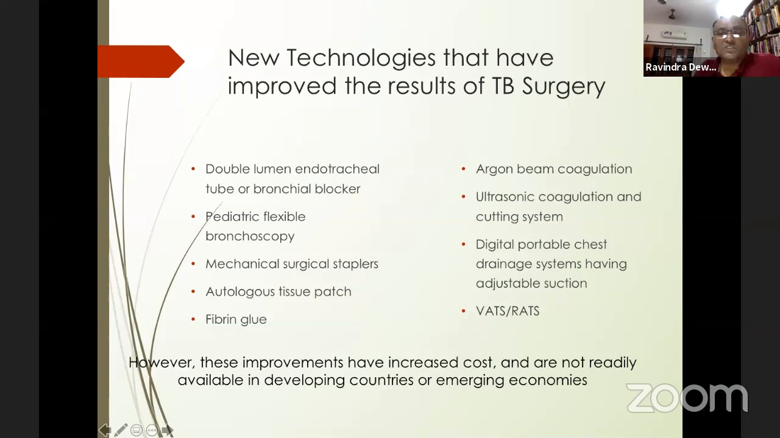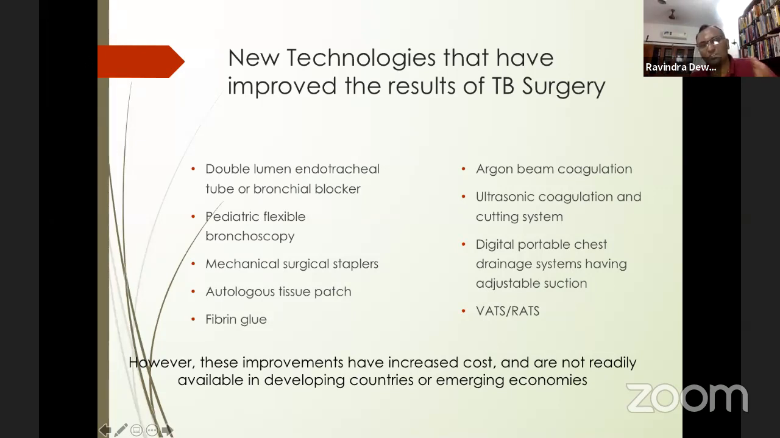The TB surgery, one of the important things that I wish to say repeatedly, is that though TB is a disease of the poor, TB surgery is not a low cost intervention. It is a very dangerous surgery. It is better that all the latest gadgets and equipment are available while one is taking up a case for TB surgery, which of course include double lumen endotracheal tube and bronchial blockers, pediatric flexible bronchoscopy.